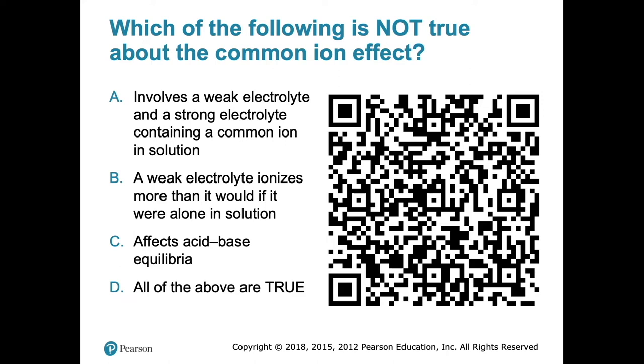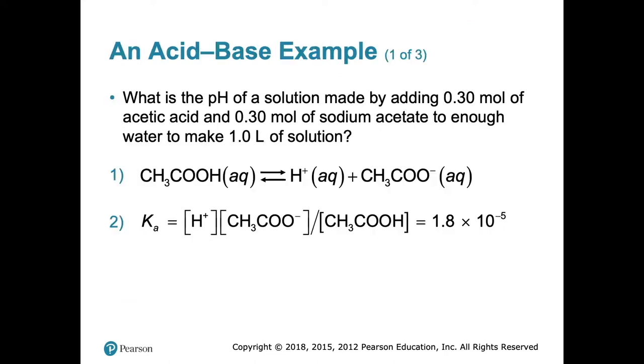Anyway, so here's an acid-base example then. What is the pH of a solution that's made by adding 0.3 moles of acetic acid and 0.3 moles of sodium acetate to enough water to make a 1 liter solution? So again, we have our acetic acid right here, and then we have our protons, or H3O, hydronium ions right there, and then we have our acetate.